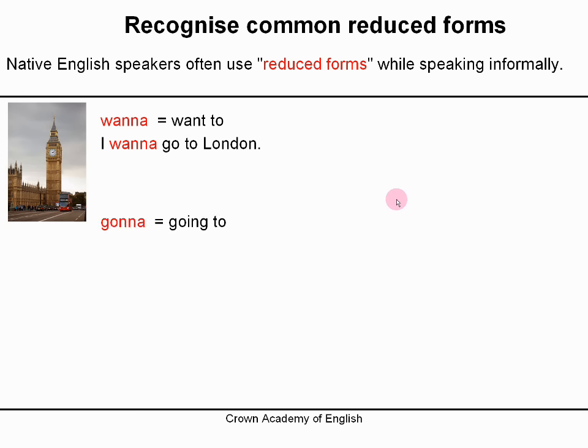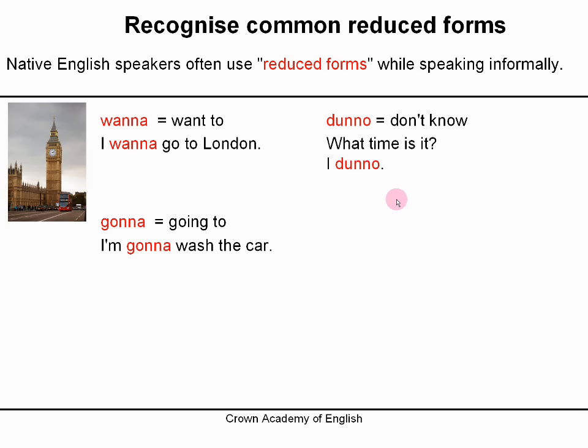Another common example is gonna, and this means going to. Example, I'm gonna wash the car. And this means, I'm going to wash the car. It's the future. Dunno means, in fact, don't know. What time is it? I dunno.